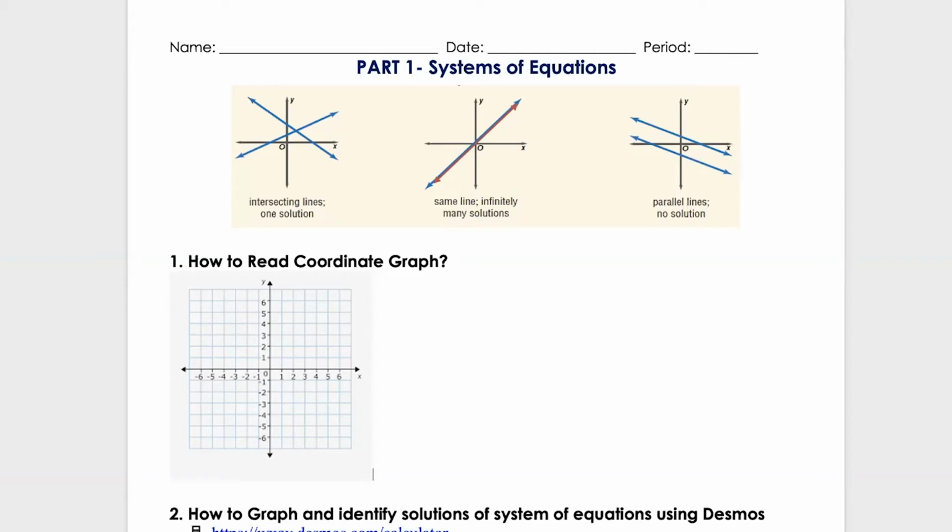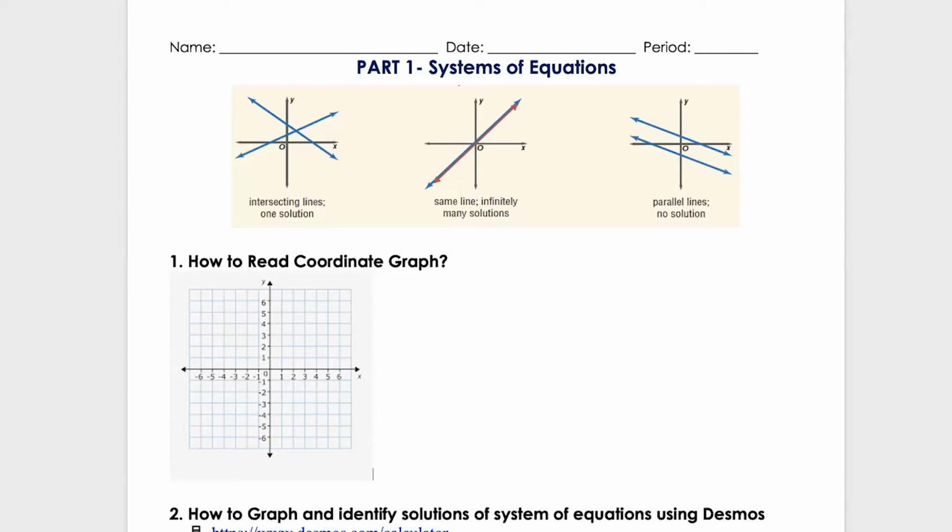System of equations. As you can see, for the last lesson, we already talked about this. And who can remind me, what is the solution to a system of equations? Mr. Blanco. Good morning, Ms. Tran. So now I will say the point where the lines cross. Perfect. Or intersect. Exactly. We call them points of intersection.